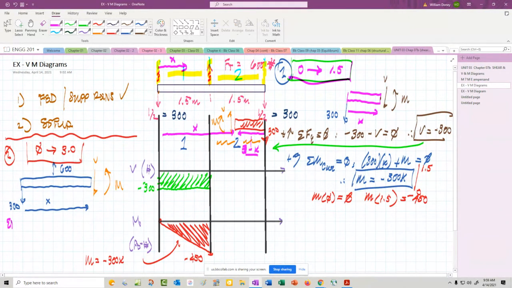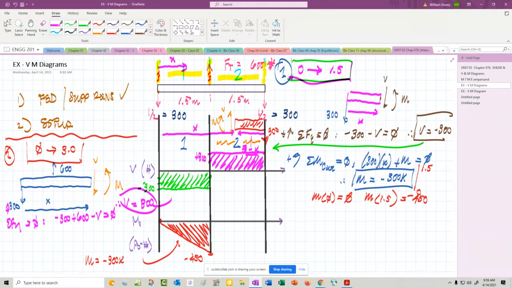Let's come down. We're going to sum forces in the y direction equal to 0, positive up as always. We're going to have minus 300 plus 600 minus V equals 0. That means V is going to equal 300. I bring that over here. That means that's plus 300, and it doesn't change for that entire section. There's the shear for the right section.